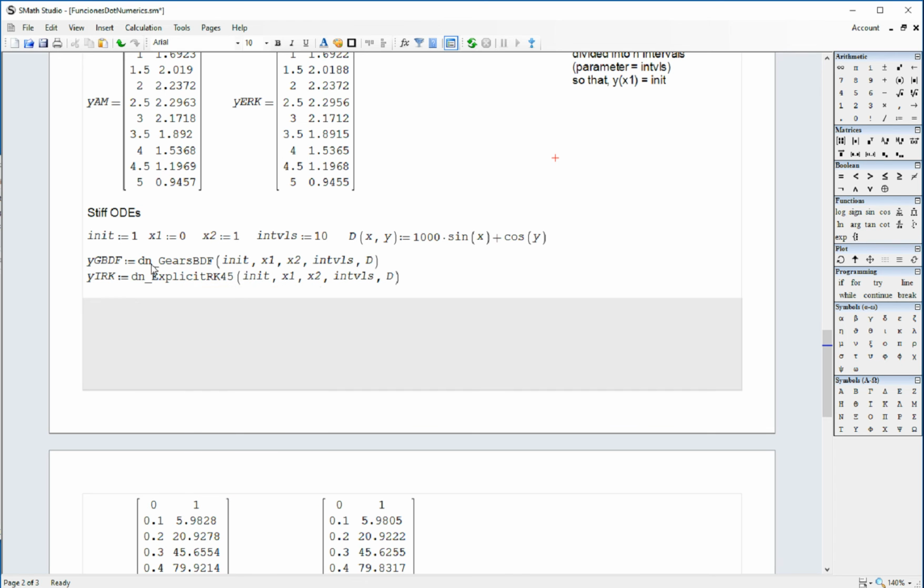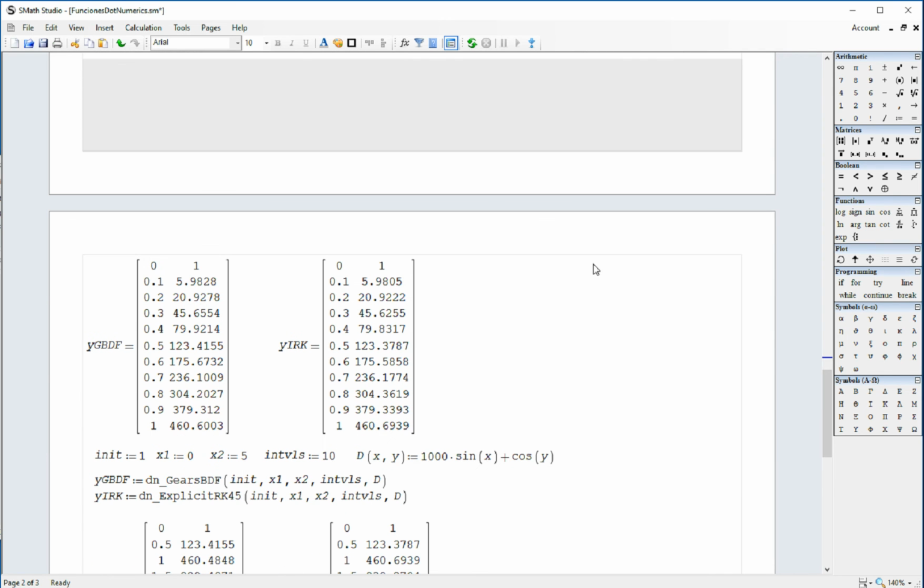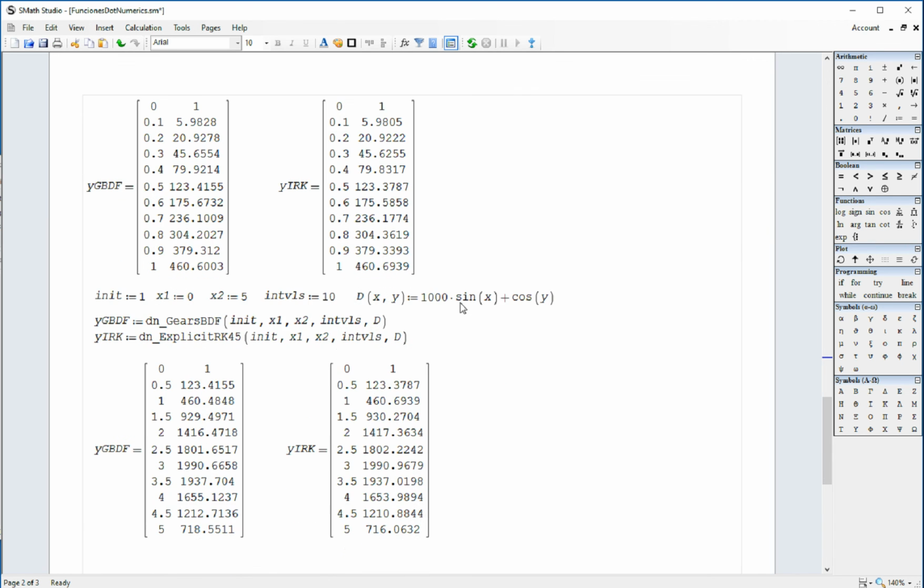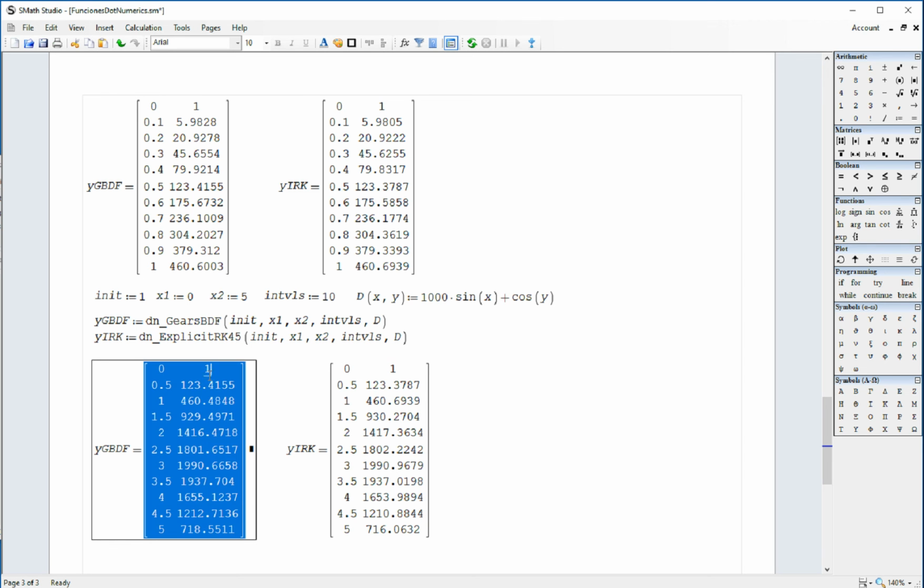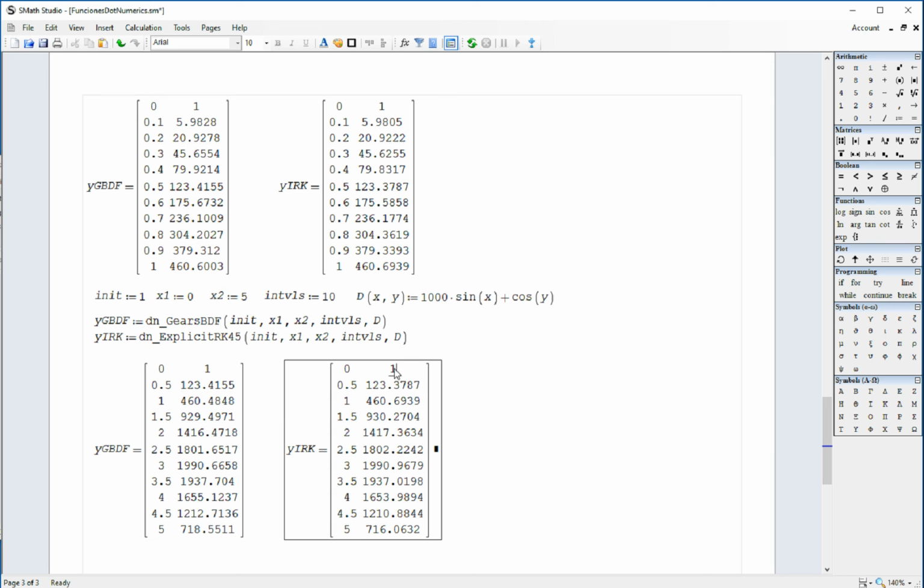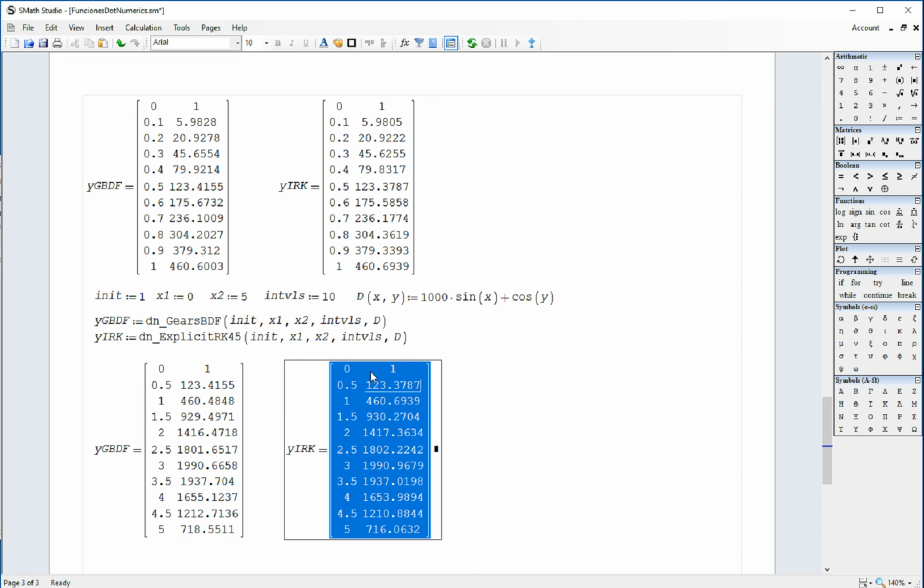And so the call to the functions are like these: dn underscore Gears BDF, or dn underscore explicit RK45 with the same type of parameter, initial value, x1, x2, intervals, and the right-hand side of the equation d. And so I calculate the two values here, and they come out about the same. Now, if I go from 0 to 5, we can see that the value goes quickly from 1 to 123. So there's like a lot of variation between 0 and 0.5.